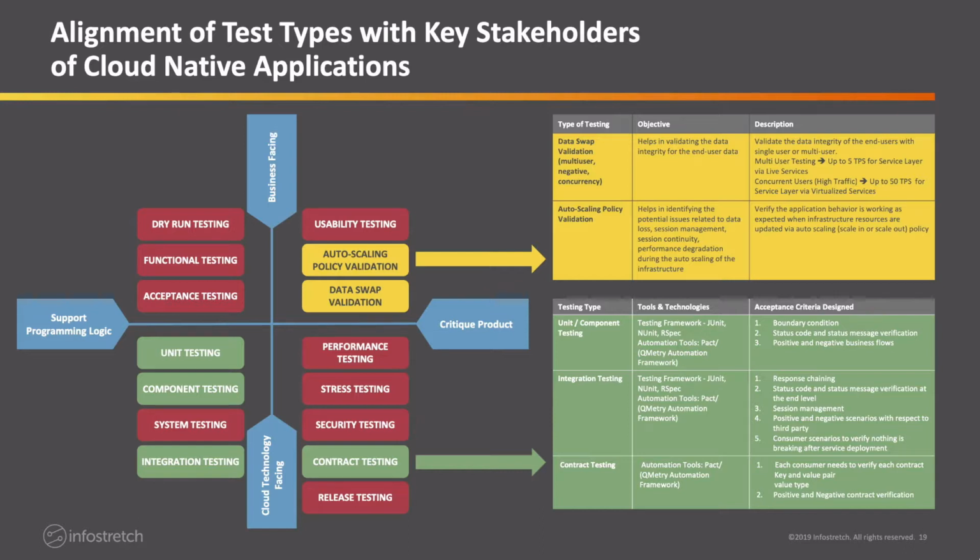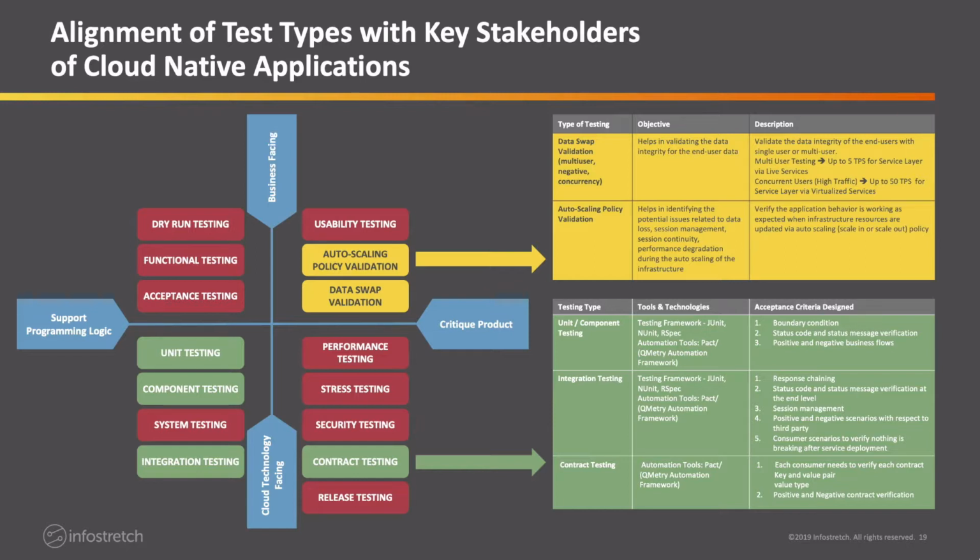Like for example, I talked about the auto scaling and data swap validation, right? This is something that we do see for many of the enterprises when they move from monolithic to cloud applications. We tend to see these problems not being taken care of during the design phase. So this is something that we do as part of our cloud native application specific testing, right?